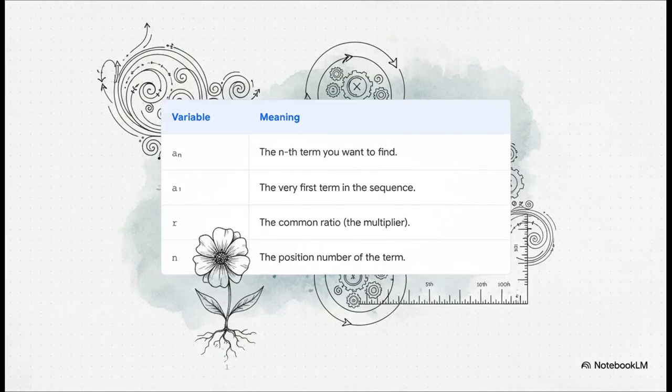So let's go piece by piece. A sub n is just the term you're trying to find, like the 10th term or the 50th term. A sub 1 is easy. It's just the very first number in the list. R is our common ratio, the number we keep multiplying by. And n is just the position of the term you want, like 5th, 8th, 20th, whatever.